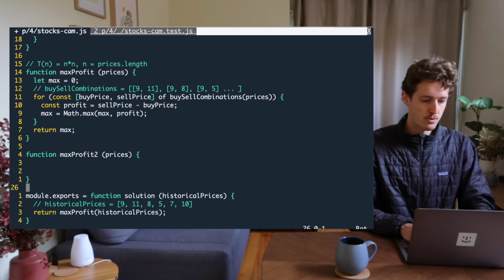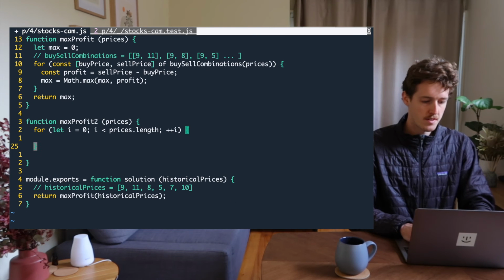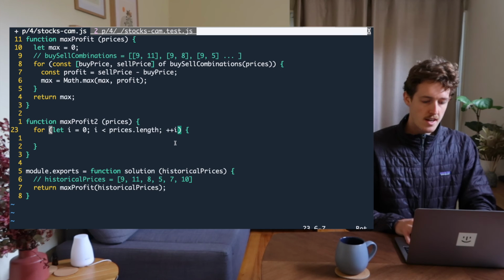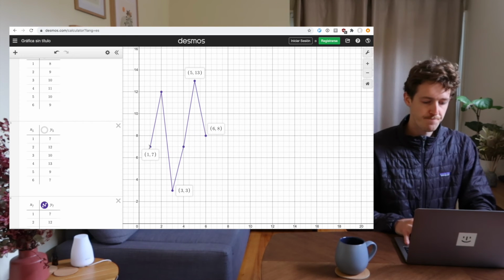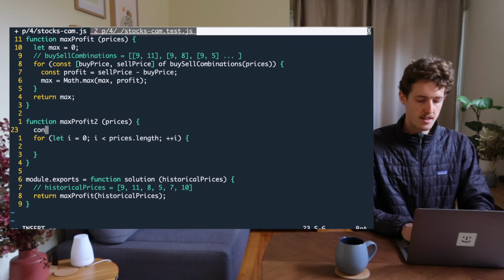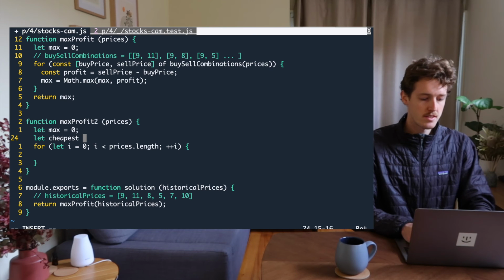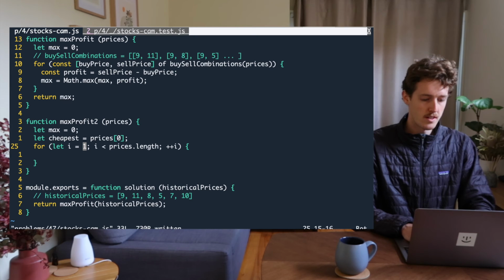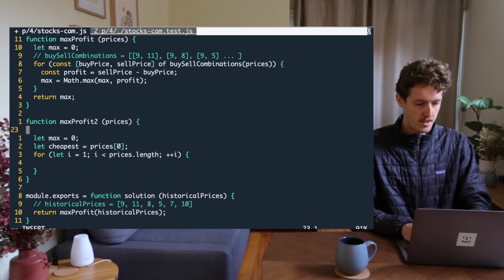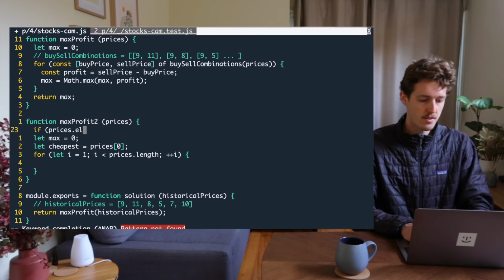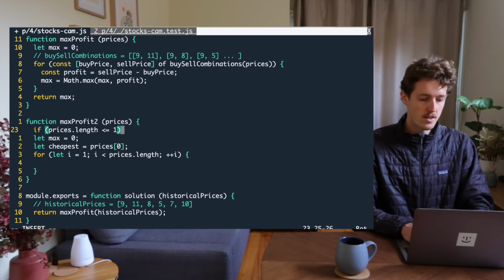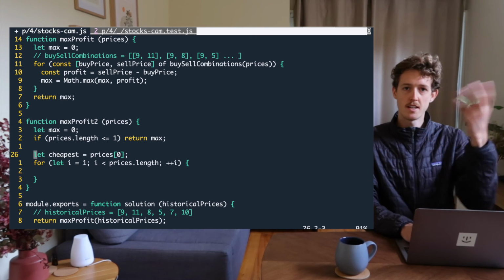I'm still going to do an old school for loop just for now. So I'm going to start at the first price. And I'm still going to have my max equal to 0. And I'm going to have cheapest equal to the first price. And I'm actually going to start this at 1. And I'm just going to say if prices.length is less than or equal to 1, then return max. Right, because if they've only got one share price, then I can't make a profit on that.